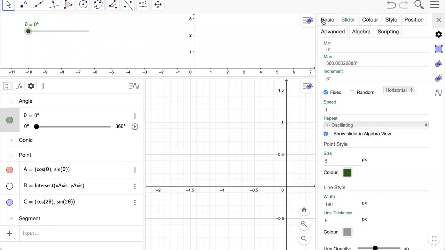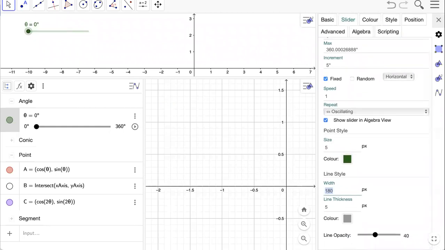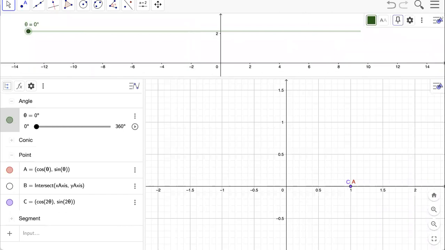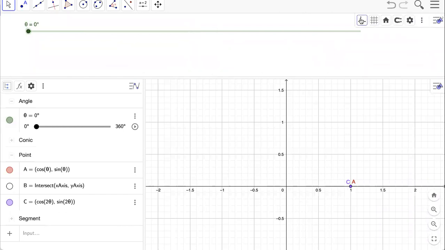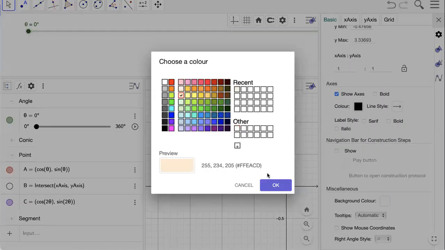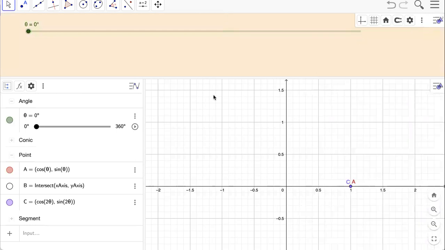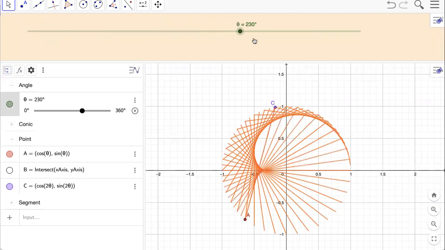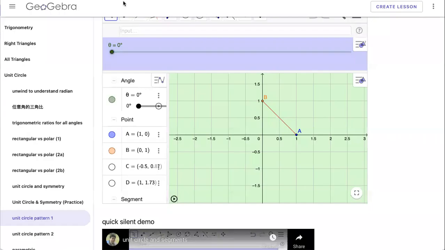I open the setting again. In the slider part, you can change the width to, let's say, 1000 if you want it longer. Then it will be a longer slider on top. And finally, you don't need the axis, so you take it away and then change the color of the background. That will be better. All right, that is how it works. I can create another graphic window above, which is the same as this page, somewhere here. Is it clear?